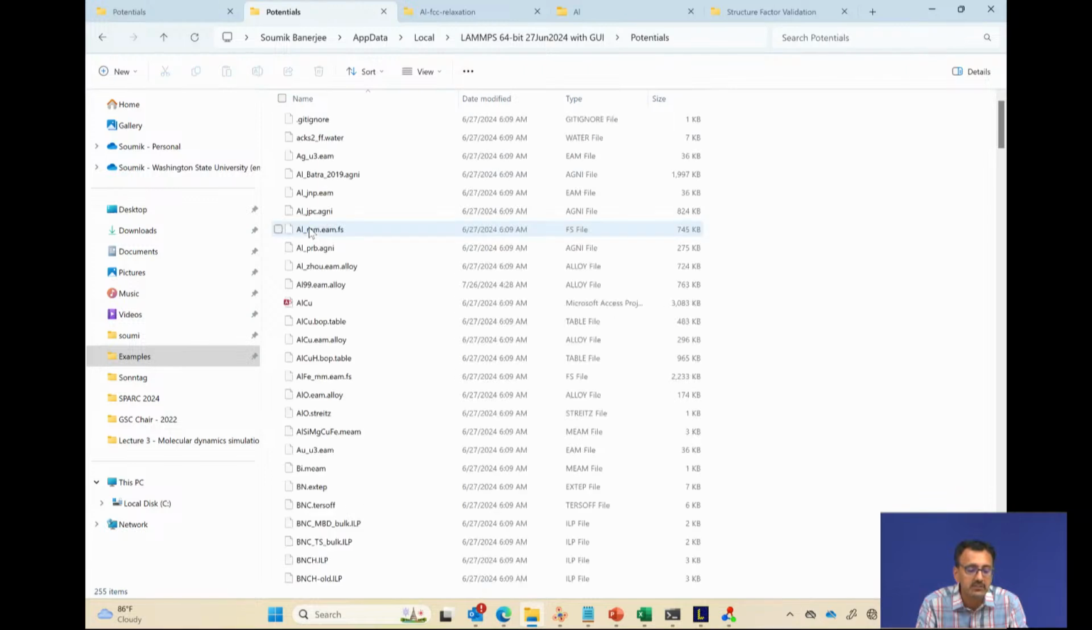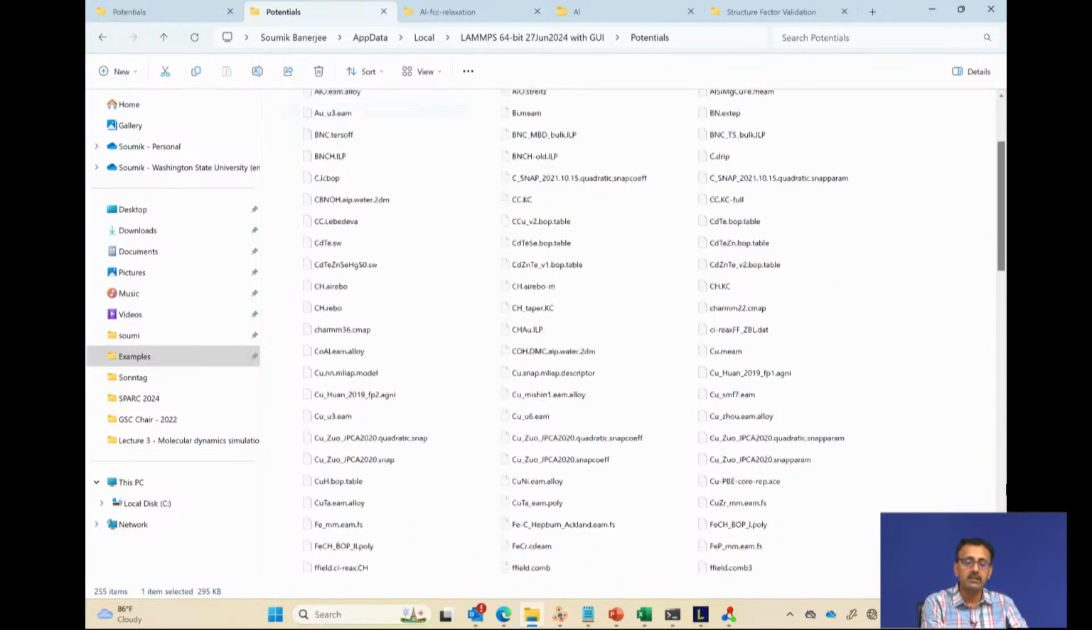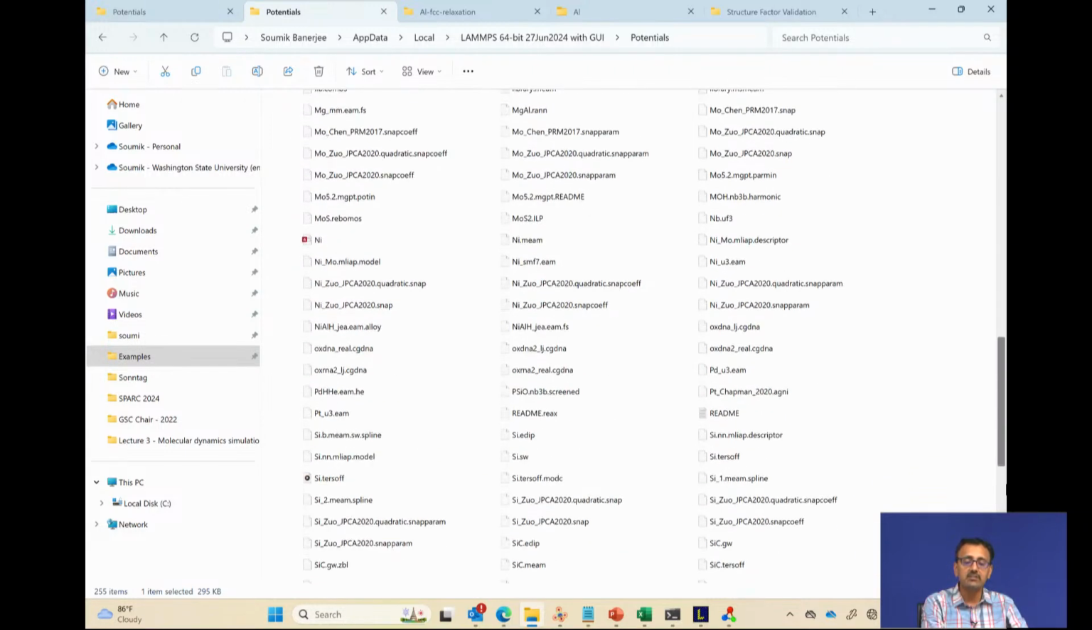So these are the potentials, and you see a bunch of files, right? These are all files for different parameters, and you see the names of these files. For example, there is gold, aluminum oxide, aluminum copper. And not just that, there are organic species. For example, carbon hydrogen AIREBO, which is a bond order potential. So this folder is populated with standard potentials that are very frequently used.